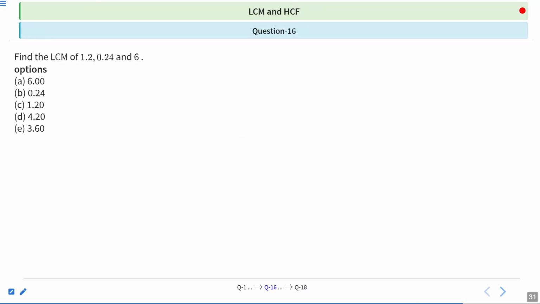Next is find the LCM of 1.2, 0.24, and 6. And the options are option A 6, option B 0.24, option C 1.20, option D 4.20, and option E 3.60. I'm giving you 10 seconds to find out the correct answer, and after that I will do the solution.